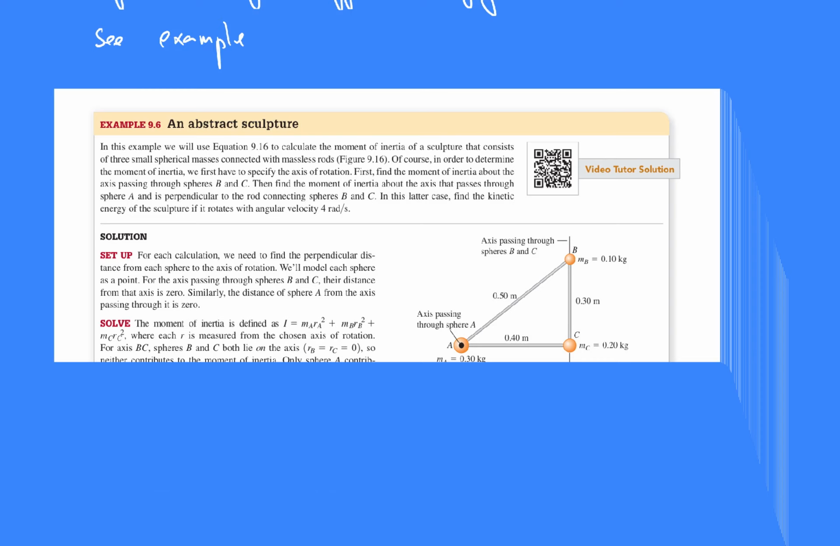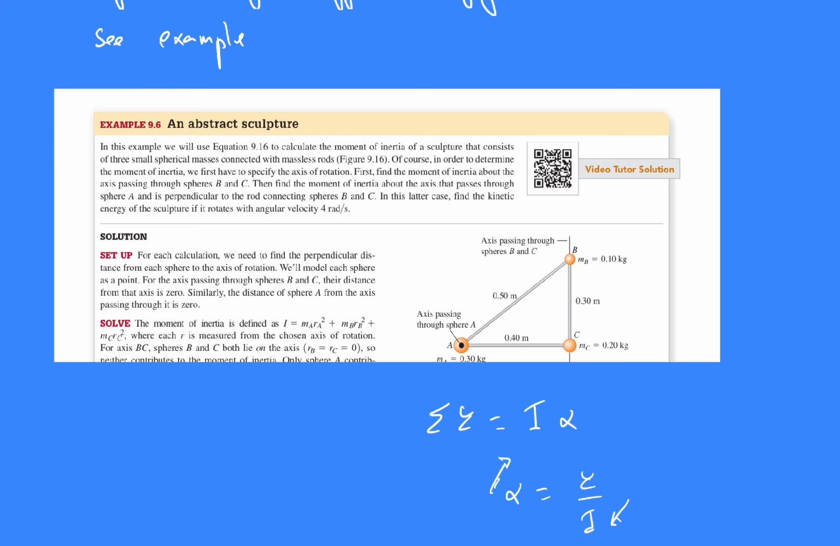If they have different moments of inertia, you can induce different angular accelerations with the same torque. So remember that the sum of all the torques is the moment of inertia times alpha. So the angular acceleration is tau divided by I. A smaller moment of inertia will produce a bigger angular acceleration.